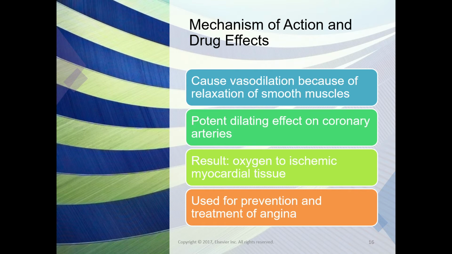We want drugs that have a strong or potent dilating effect on the coronary arteries, because that gives the heart time. It rests the heart, and it perhaps can allow more blood to get through wherever that plaque obstruction buildup is. The result is oxygen to the ischemic myocardial tissue. We want oxygen to ultimately get to that tissue, and we want to use these for prevention and treatment of angina.